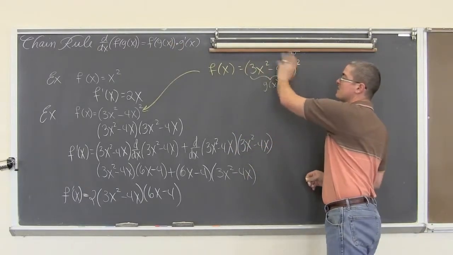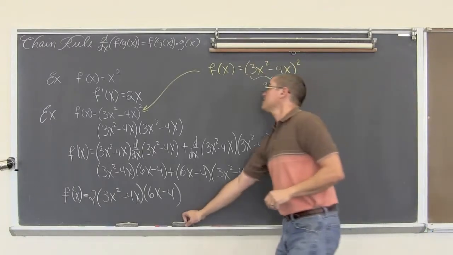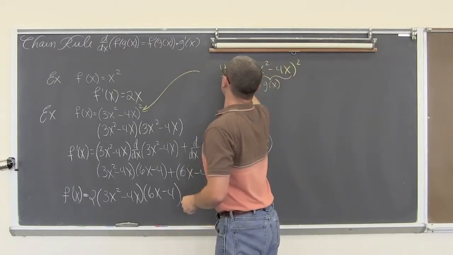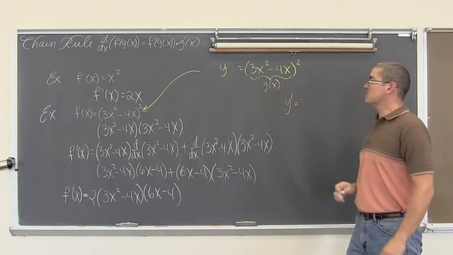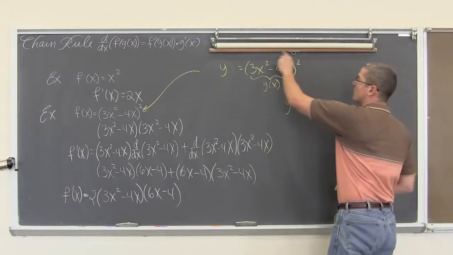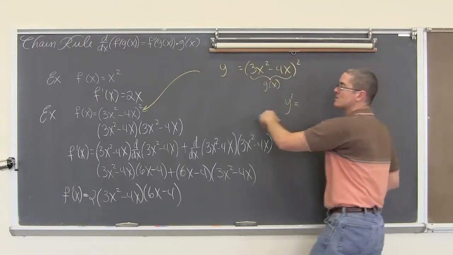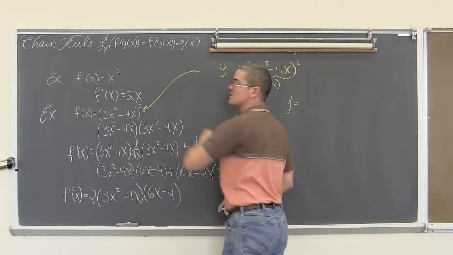Okay, and this outside function, this something squared, that's my f of x. So let's write that as a y, make sure you don't get confused with my notation here. Okay, so y prime is going to be equal to, I'm going to use the power rule, because this is something squared. So just like I had here something squared, I'm going to take the power of 2 and drop it down out front and reduce the exponent by 1.